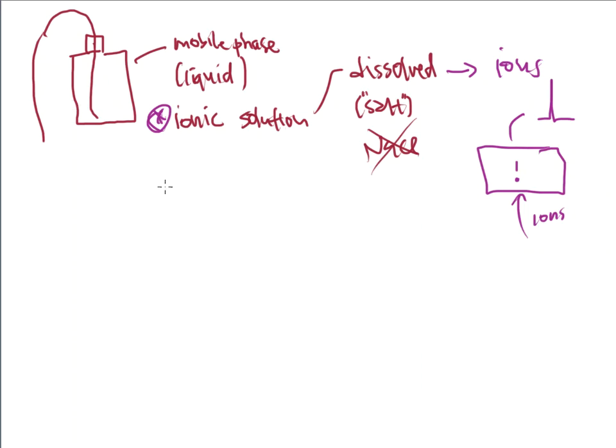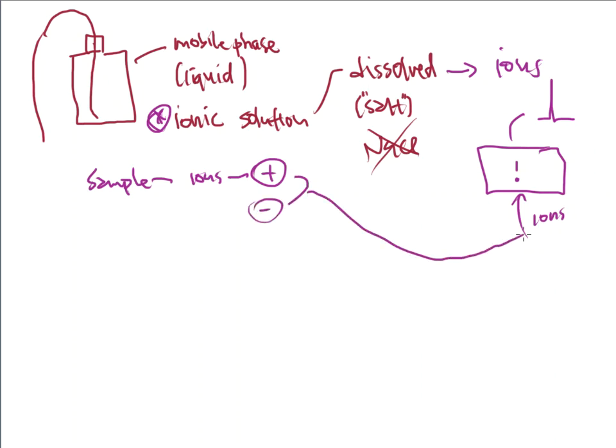Well, you're thinking, okay, I've got a sample, and this sample has ions. And maybe we would have positive ones and negative ones. And these ions go into the detector and out the other end, and we get a signal. And the answer is yes, you're perfectly right. That is okay to say because that's exactly what happens.